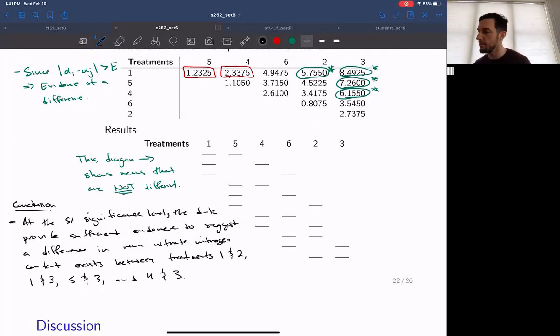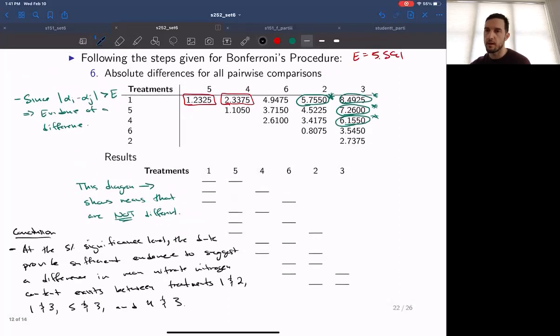And that's done simply by comparing the margin of error to the absolute differences. So in any situation where the absolute difference is larger than the margin of error, that gives us evidence of a difference. In all other cases, that interval would cross 0, so there would be no evidence of a difference. And this diagram reflects the places where we have no evidence of a difference. All right, good stuff.